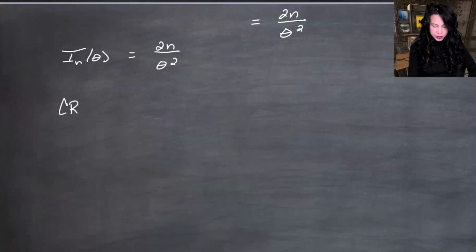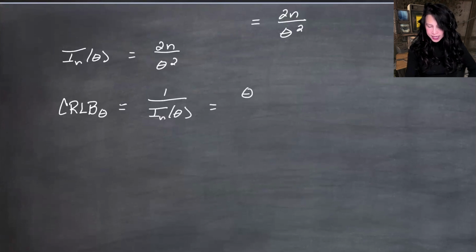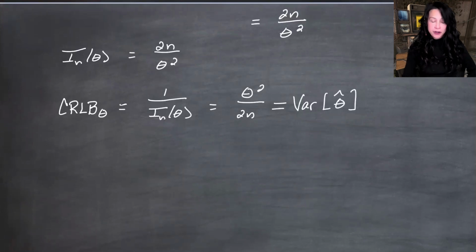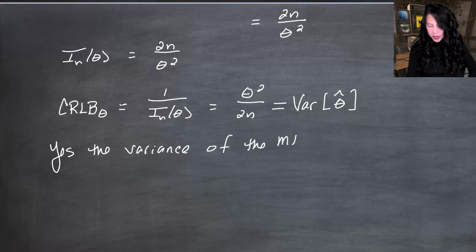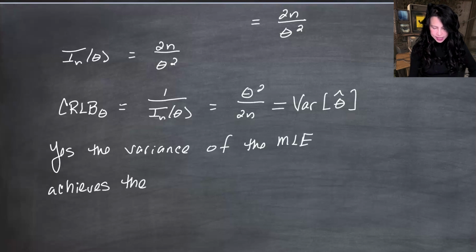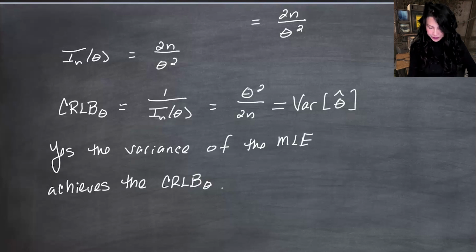So to sum it up, the Cramer-Rao lower bound for the variance of all unbiased estimators for theta is 1 over this Fisher information. This is theta squared over 2n, and that's exactly what we got for the variance of our MLE estimator. So yes, the variance of the maximum likelihood estimator achieves the Cramer-Rao lower bound for the variance of all unbiased estimators for theta. And that's the end of part B.